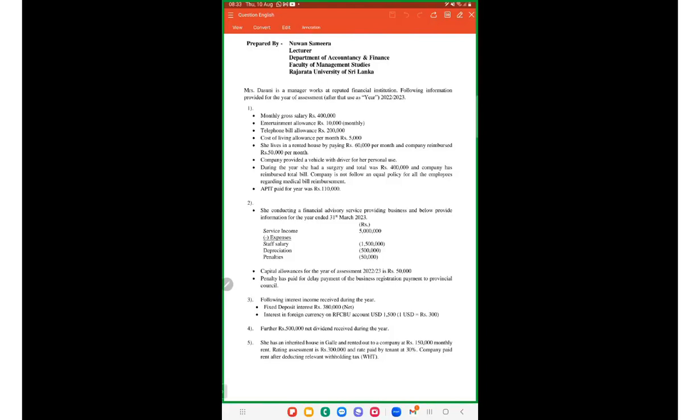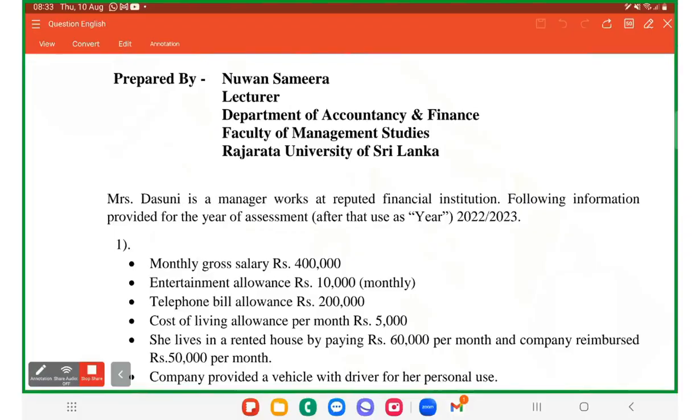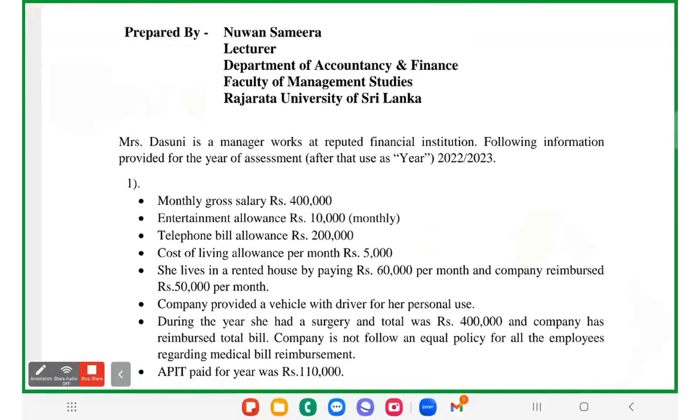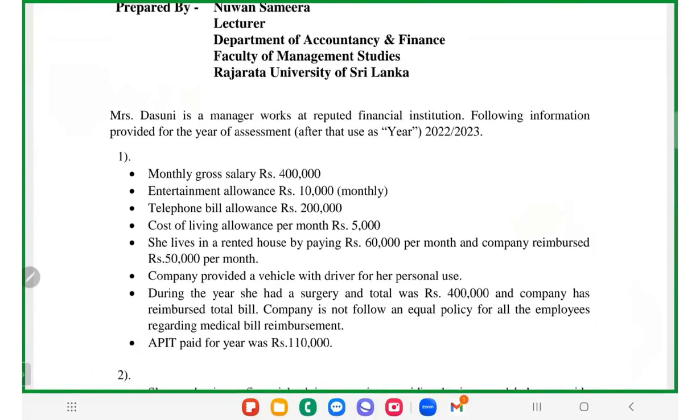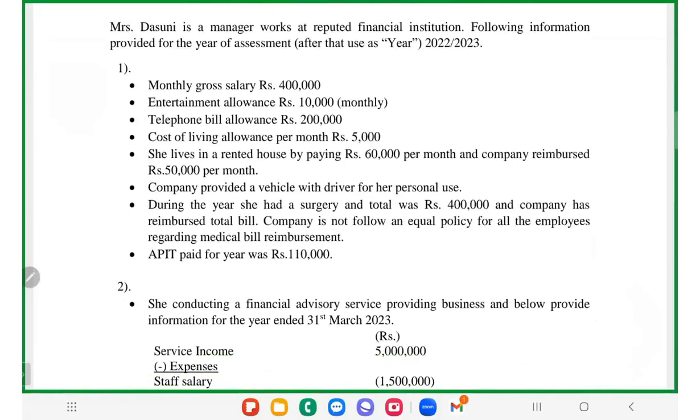All right. Then please read the question. Right. Mrs. Dasuni is a manager, works at a reputed financial institute. The following information is provided for the year of assessment 2022/2023. Right. So monthly gross salary is given, the entertainment allowance, 10,000, monthly telephone bill allowance, right?